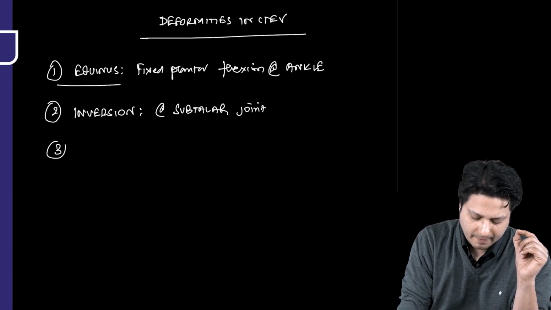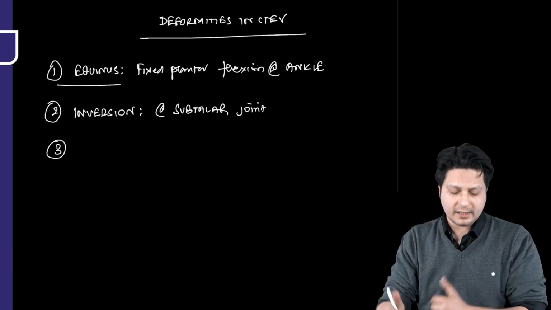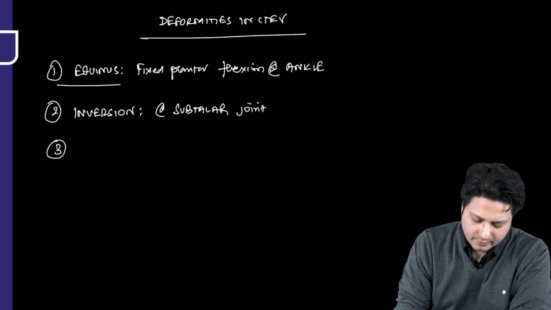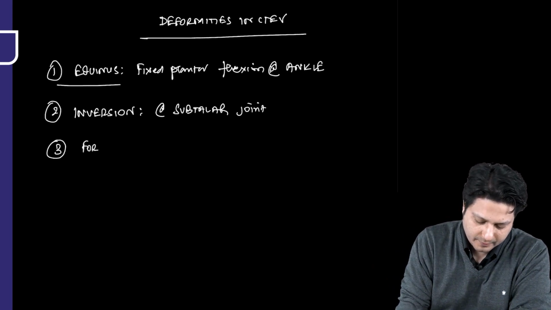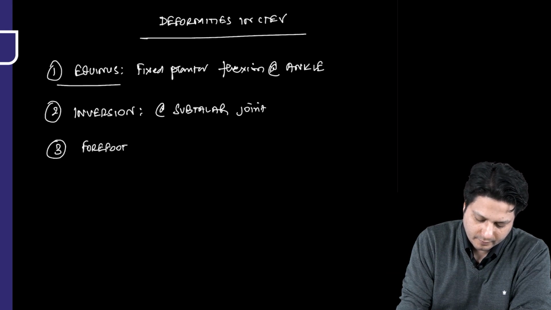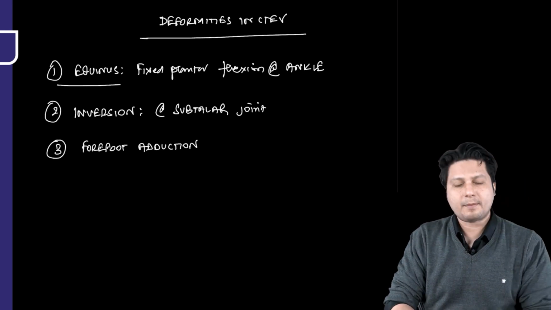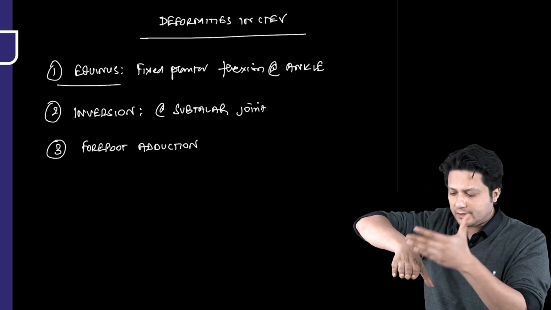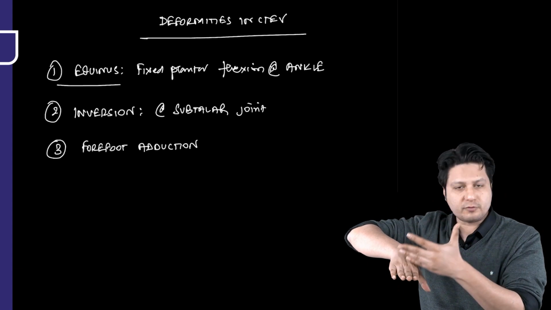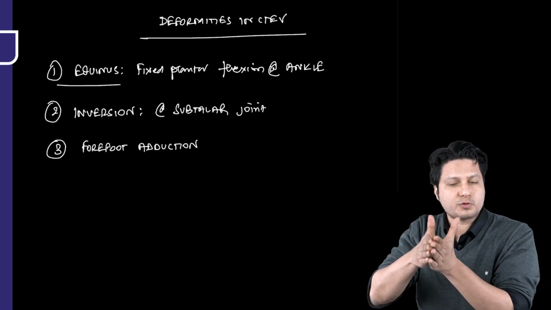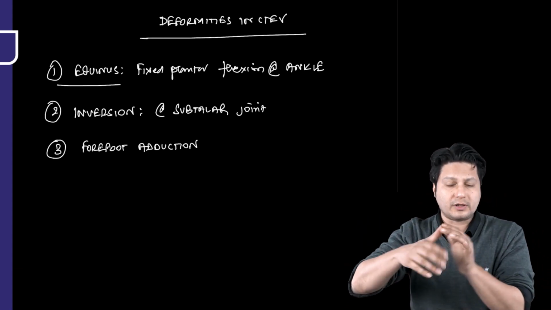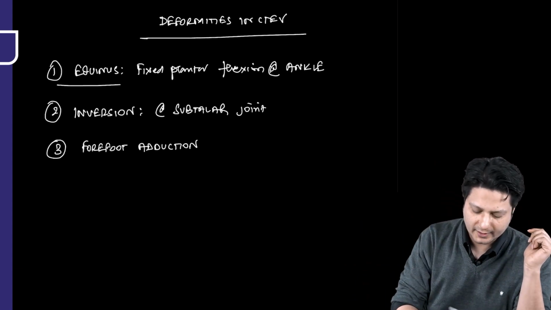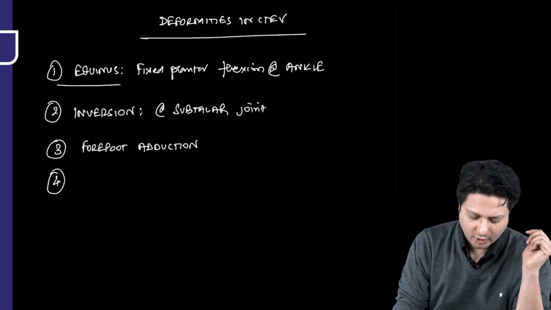Then point number 3. The third deformity is forefoot adduction. You know what happens in forefoot adduction? If the foot is divided into anterior, middle and posterior, that means forefoot, midfoot and hindfoot, then the anterior most part of the foot is adducted medially. So it will be called forefoot adduction. So this is one such deformity.